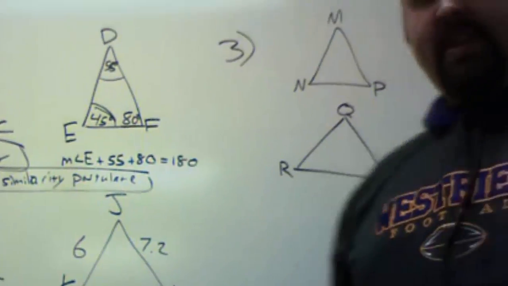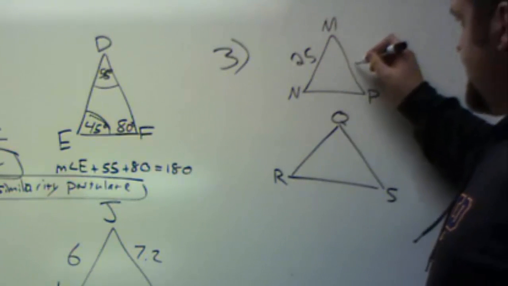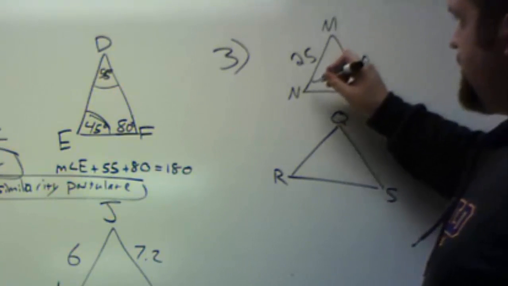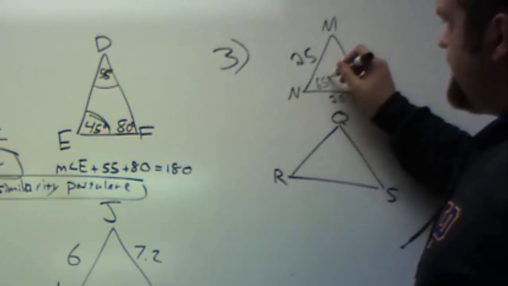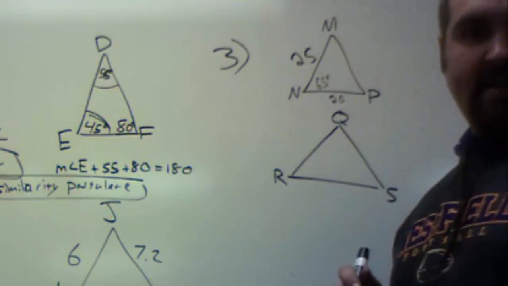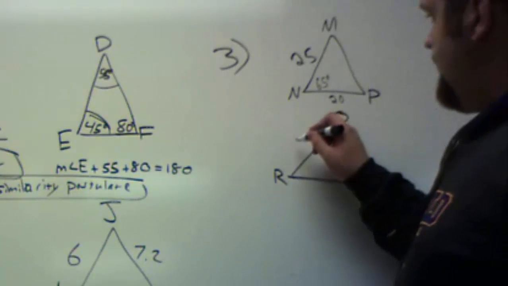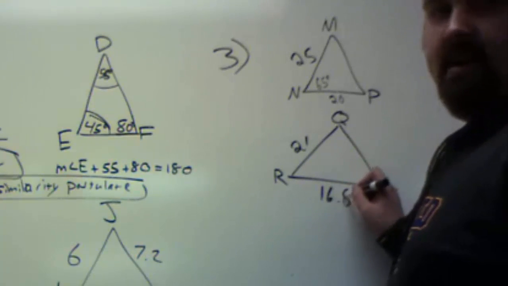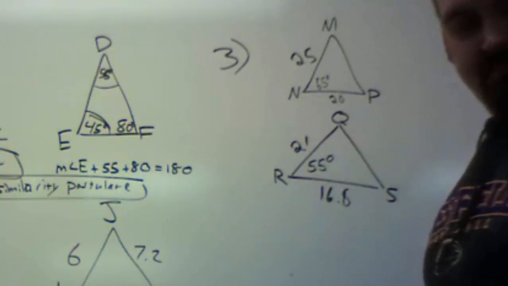Awesome. All right, the last one, filling in the information. MN is 25. Length of segment NP is 20. And angle N has a measure of 65 degrees. Awesome. Then in triangle QRS, I have length of segment QR to be 21, length of segment RS to be 16.8, and I have measure of angle R to be 55 degrees.